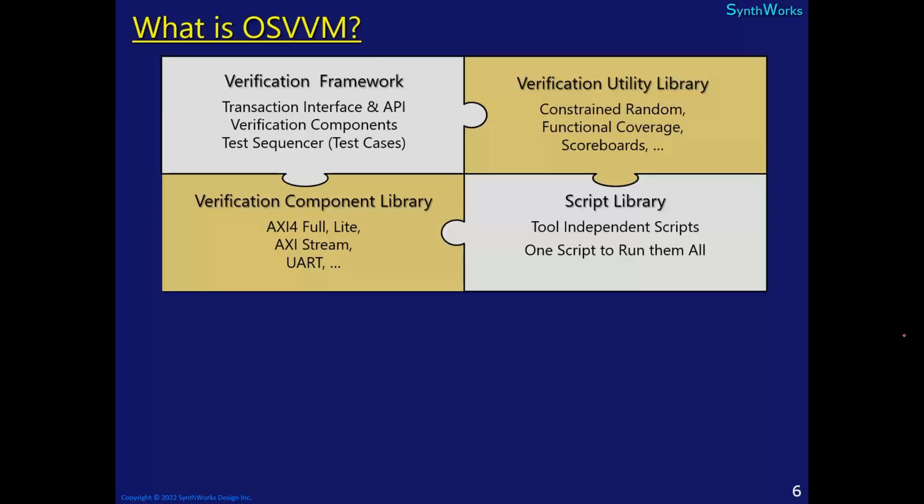We have a verification utility library that is what gives OS-VVM a lot of our capabilities. So like our constrained random, our functional coverage, our scoreboards, our alert log mechanism, this is all coming from the utility library. And then we have a growing set of verification component library that includes our AXI family, our UART, and we're working on additional things too in the background here.